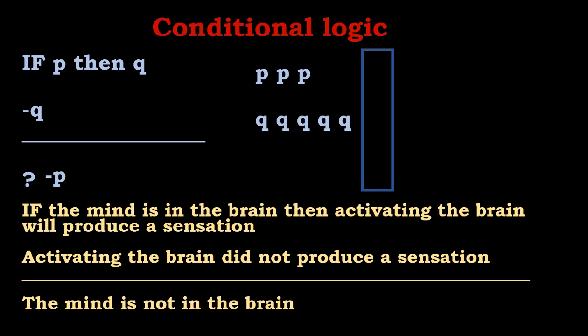Now, let's see the example. If the mind is in the brain, then activating the brain will produce a sensation. So activating the brain did not produce a sensation, so we tested and we didn't find what we predicted. So we conclude the mind is not in the brain. Now, this is a valid argument. And this is actually what Karl Popper proposed as what science should do. Science should attempt to falsify hypotheses.